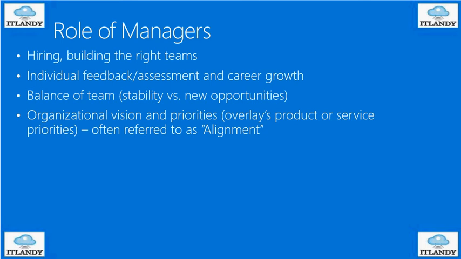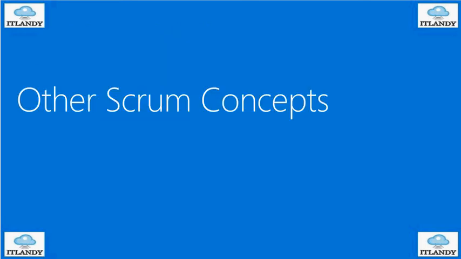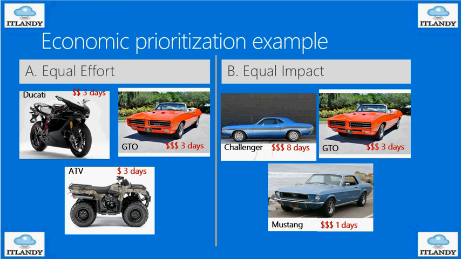Now next is what other concepts we have with Scrum. There are other concepts, but I'm just going to focus on the stuff we work on. So you can see the economic prioritization examples, either equal effort or equal impact. Different examples here, either like you can see an 8 days approach, or 3 days, or daily approach.